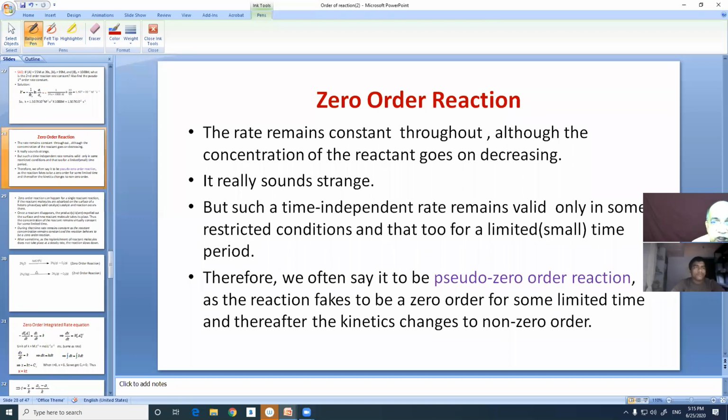The rate remains throughout constant. As long as the zero order kinetics is on, the rate remains constant. How? Who can tell me how? Anyone who comes forward to tell me how the rate remains constant? Yes? Anyone?